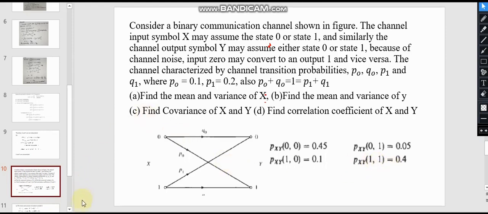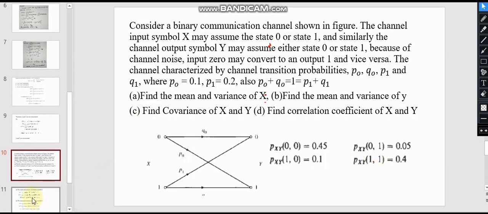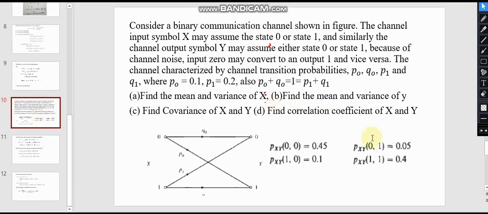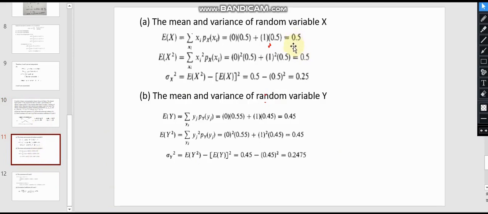So first let us find the mean and variance of random variable x. The expected value of x can be defined by this formula. We already know that when x is equal to 0, its probability is 0.5, and when x is equal to 1, its probability is also 0.5. So the overall expected value is 0.5.